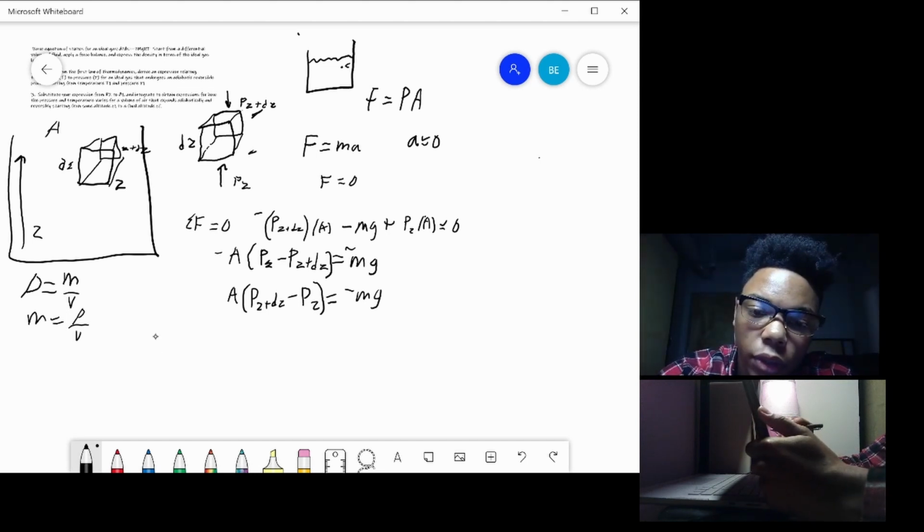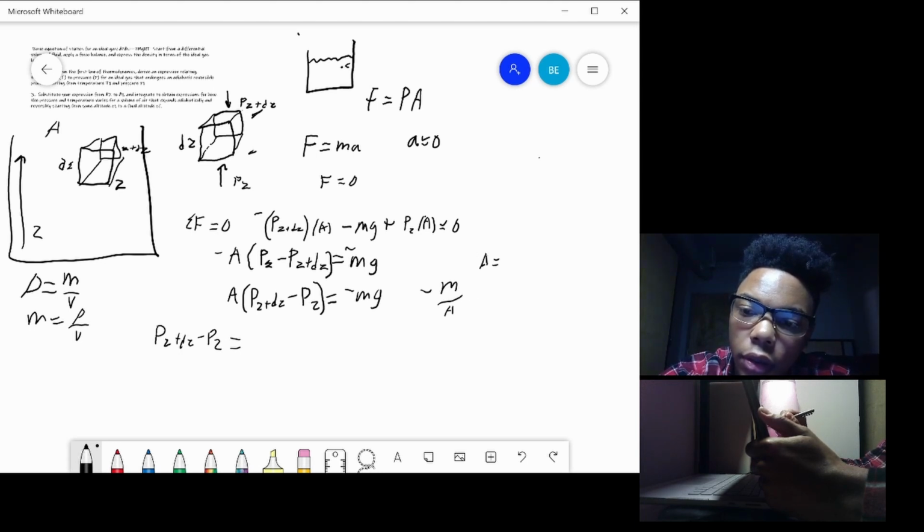So in essence, we get the equation P(z + dz) minus P(z) equals negative mass over the area, and the area is going to be equal to the volume, and then now we just have a negative rho g.